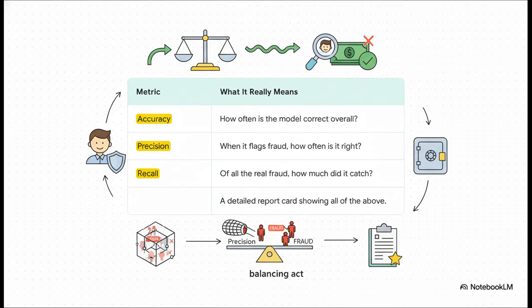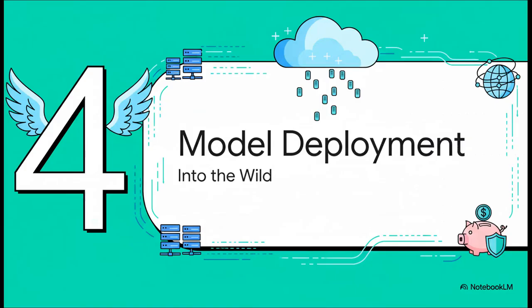It's a balancing act, you see, and all of this gets summed up in something called a confusion matrix, which is basically the model's super detailed final report card. Our model passed its exams with flying colors. It's showtime. Now we get to do the most critical step of all, releasing our digital guardian out into the wild to start protecting real accounts.